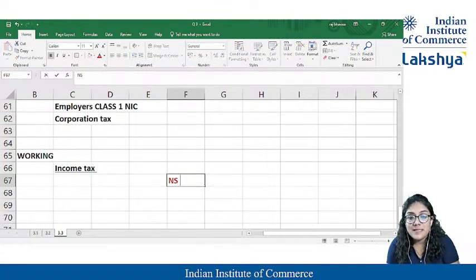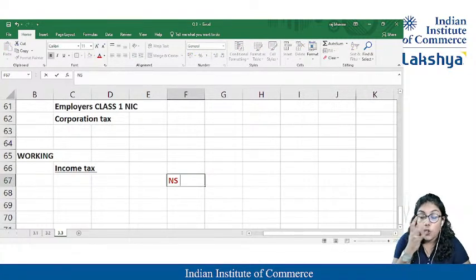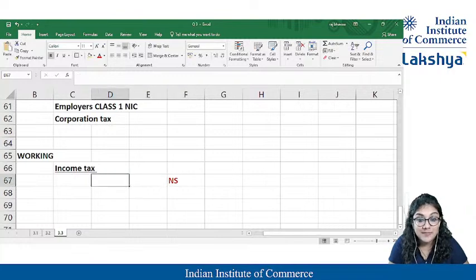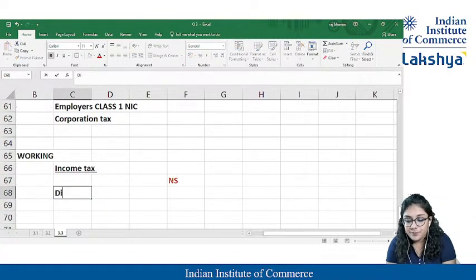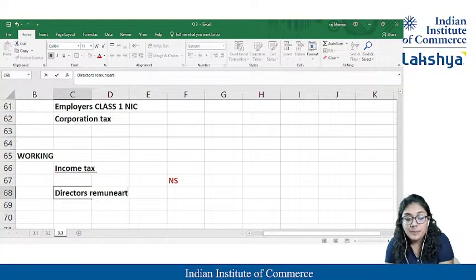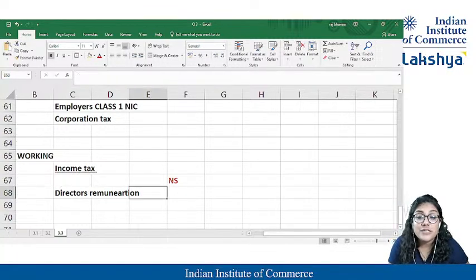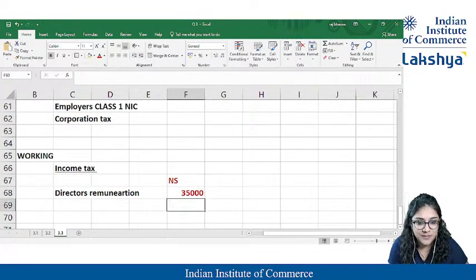Students, if you remember, what is NSS? Ma'am, NS means non-saving. So, if I'm giving anything to the director's remuneration, it is non-saving. So, we can write director's remuneration. And if you remember in the question, my director's remuneration has not been changed. It's again very good news. So, let us write 35,000 for that.